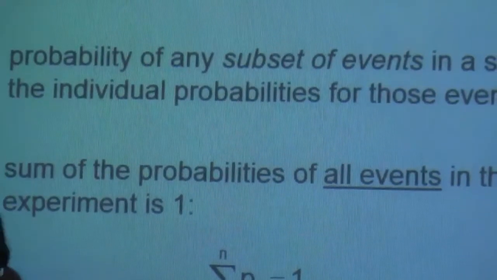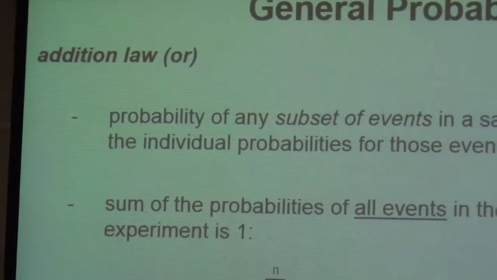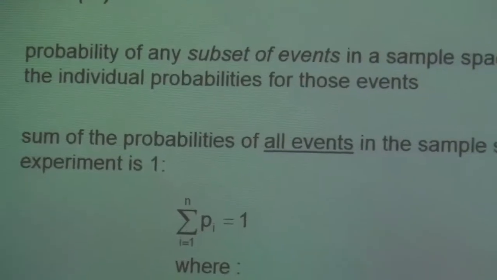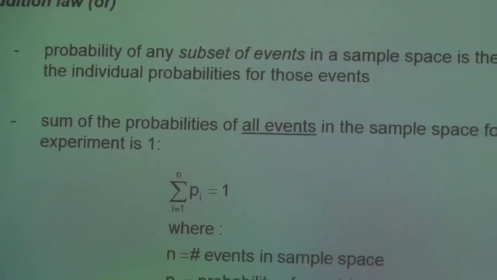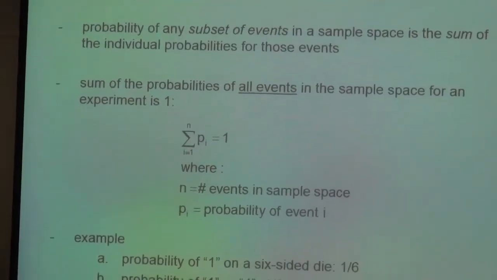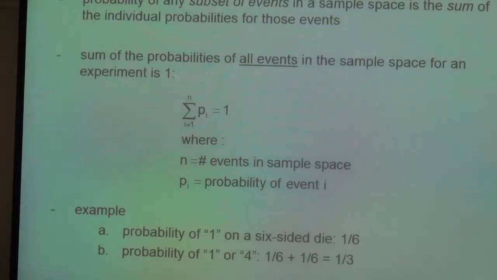A couple of laws. The first one is the addition law: the way we have defined our events, if we take all of the events in the sample space and add the probabilities of each one of those events, they should add up to 1. Otherwise, we've made a mistake. Otherwise, we missed one of the events that we should have accounted for. Or you can also take a subset of them.